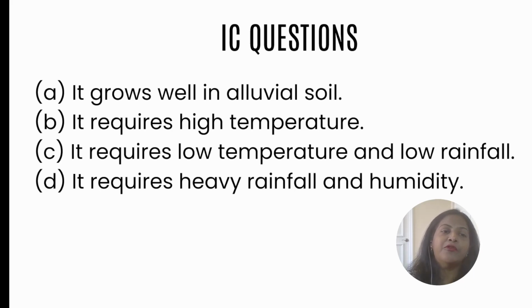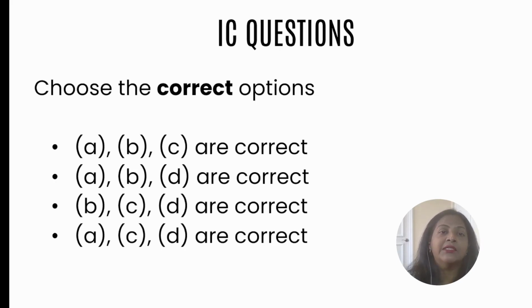So from the four options given to us internally, A, B, and D would be the correct ones. And that's how the answers are given. So A, B, C are correct, A, B, D are correct. So here the second one, A, B, D are correct, would become the correct answer. So this is how they take the question to another level.